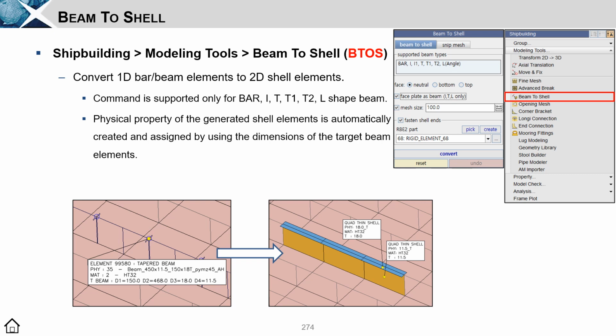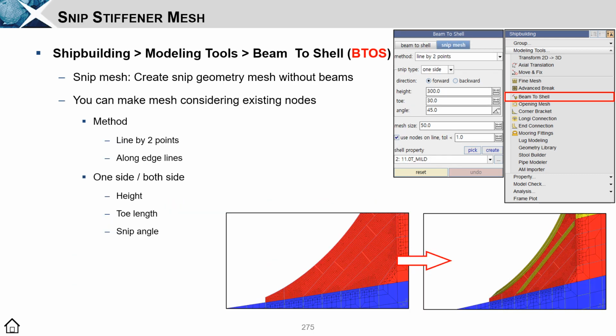The physical property of the generated shell elements is automatically created and assigned by using the dimensions of the target beam elements. With the Fasten Shell Ends option, you can automatically generate rigid elements at both shell ends. Without the use of beam elements, users can create snip stiffeners using line by 2 points and along edge lines.